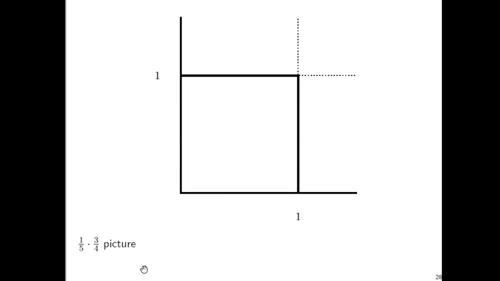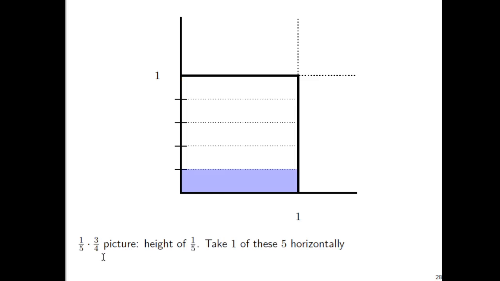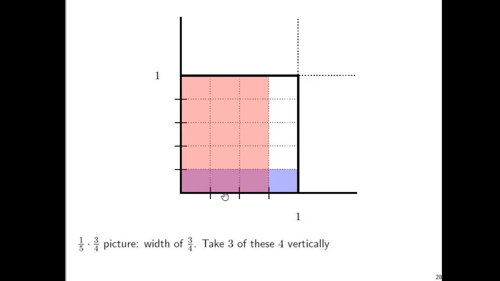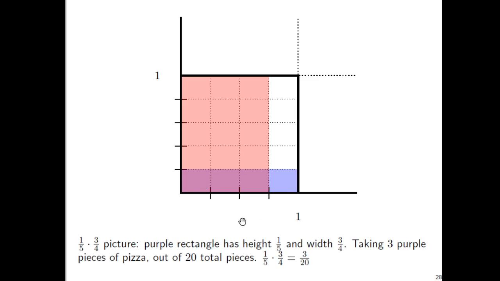One more example, 1/5 times 3/4. So cut this way 4 times to get 5 equal sized pieces of crust, and then take one of those, right? 3/4 cut this way several times. You have to cut 3 times to get 4 equal sized pieces of crust down here horizontally, and then take 3 of those. So the region we're taking is these 3 little pieces of pizza. 3 pieces out of a total of 20, so that's 3/20. So 1/5 times 3/4 is equal to 3/20.